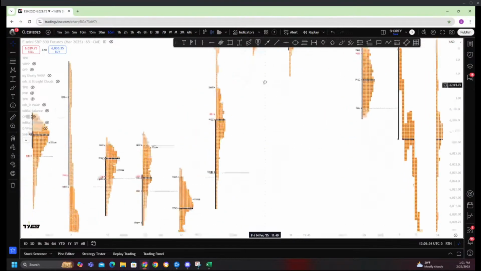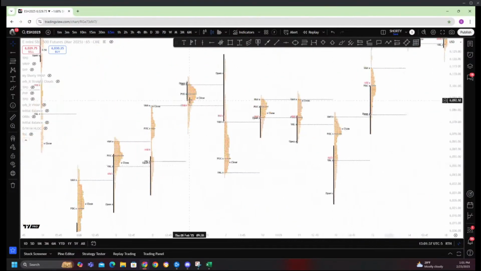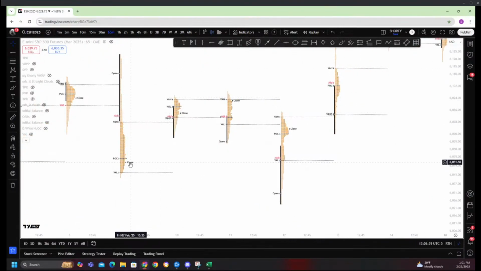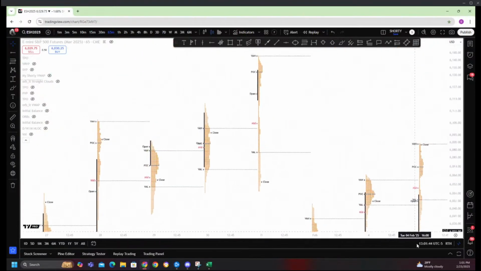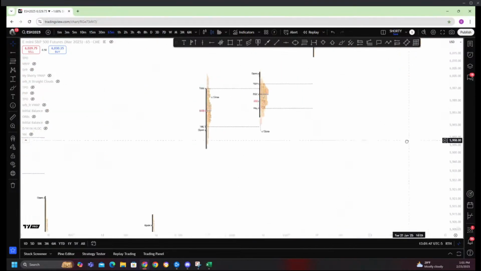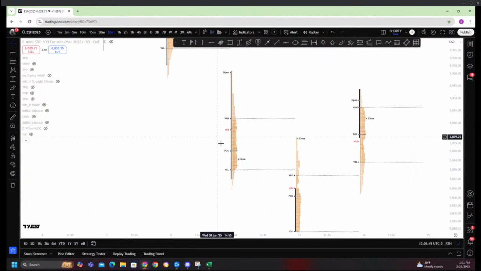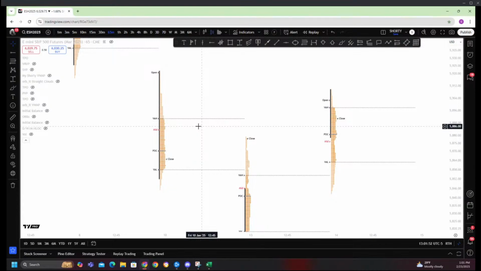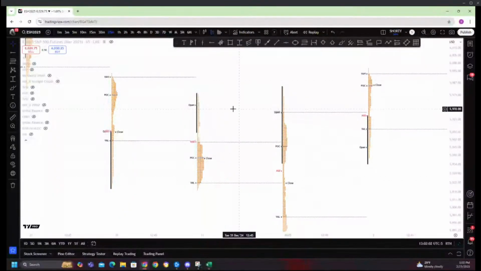And how can you check? Well, just go look at this profile. We opened here. Where do we close? Low of the day. Let's see another B, if we can find them. Okay, here's another B. Where do we close? In the HVN. So I just found two, three of them, and they all close low. Now here's another one. So four, and they all closed below the 50%. They all closed relatively at the low end of the profile.